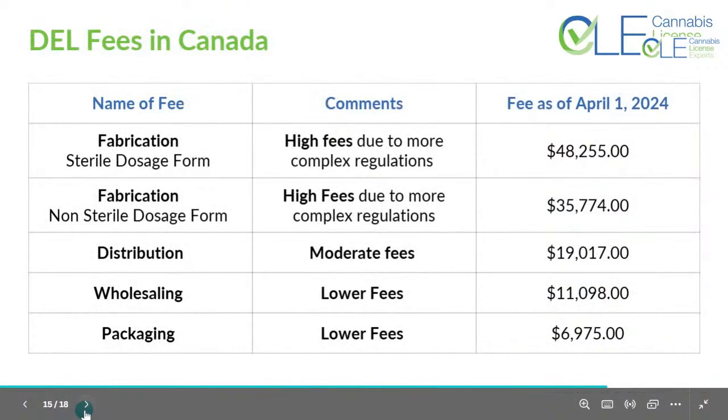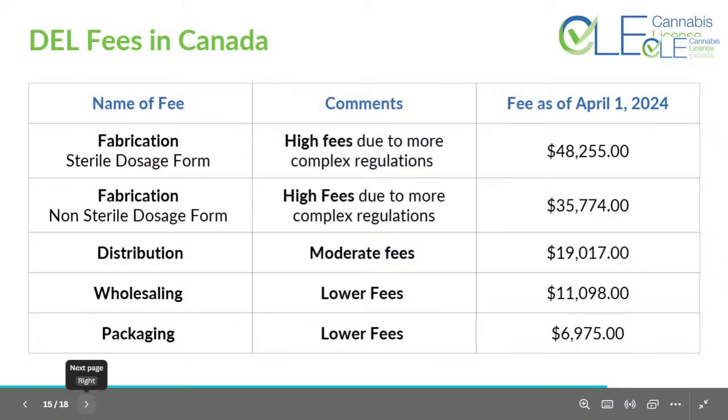Moving on. So fees for DELs are definitely a consideration. If we start at the bottom of the list, the ones that are probably the most touchable price points are your packaging and your wholesaling. For those two, as long as you're not producing anything and you're strictly getting that product out of your building via shipments, you're looking at, for packaging only, $7,000, give or take, and then your wholesaling coming in at $12,000. Distribution is going to be a slightly higher fee, coming in just under $20,000.